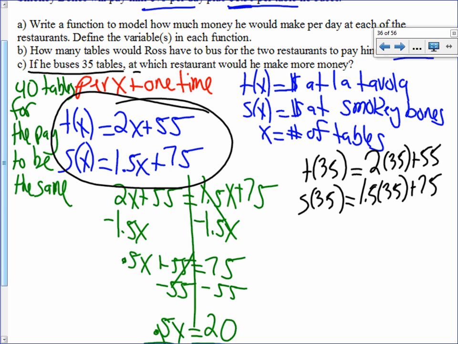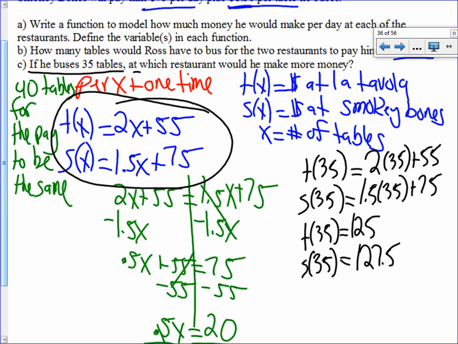Use the calculator if you'd like. I'm going to use a calculator right now because my brain's starting to get a little fried. 2 times 35 plus 55. T of 35 is 125. S of 35 is 1.5 times 35 plus 75, 127.5. They're both pretty close, but if he wants to make more money, he's going to go to Smoky Bones.